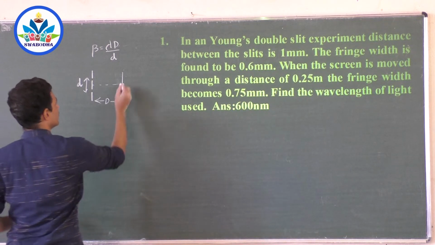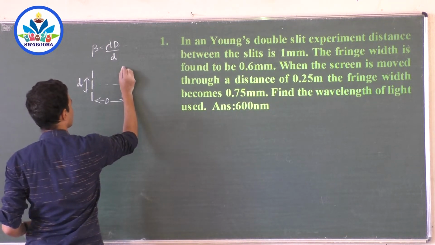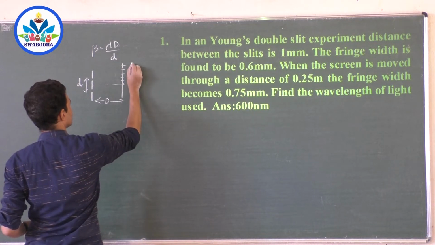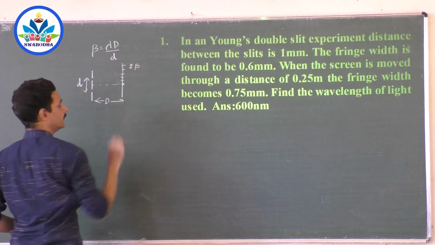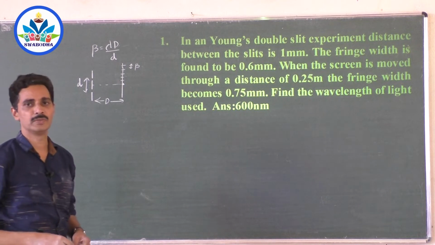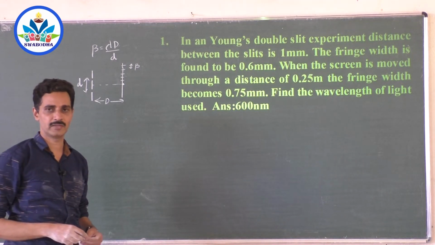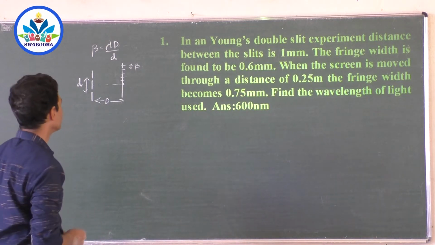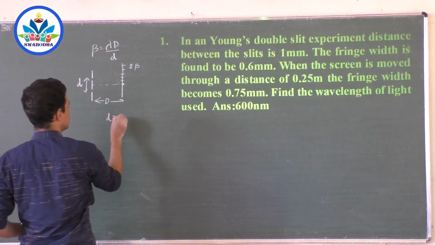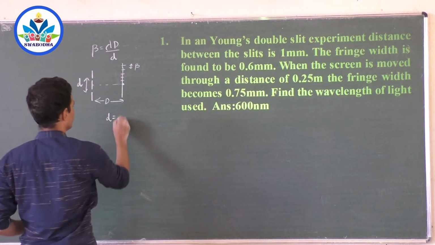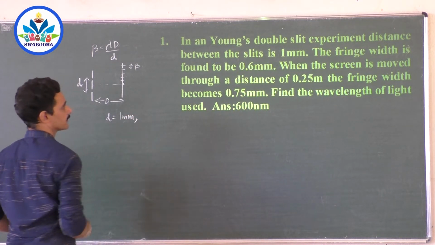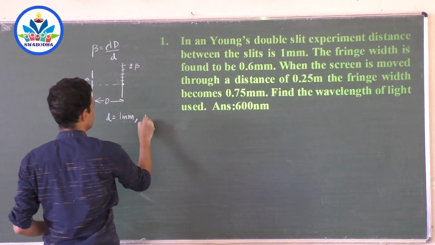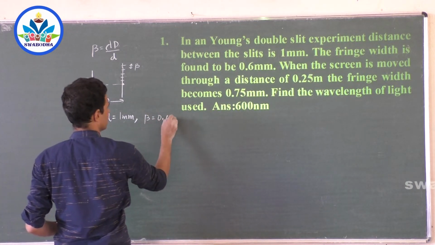And so fringes will be produced here, a bright and dark pattern, and the distance between two successive bright fringes is called beta, right? That is fringe width. The distance between two successive bright fringes or two successive dark fringes is called fringe width beta. Now small d is given, 1 millimeter. What else? The fringe width is found to be 0.6 millimeter. Fringe width beta is 0.6 millimeter.